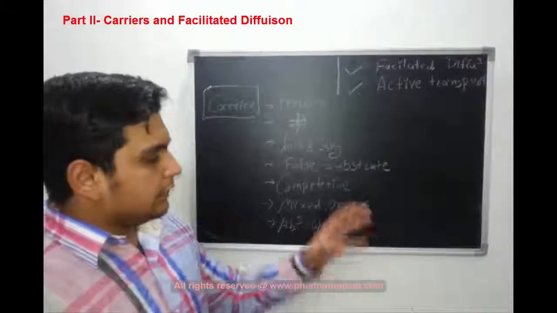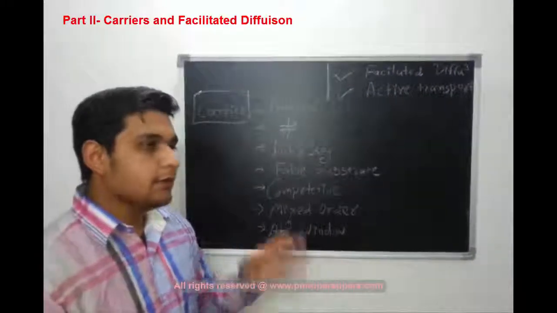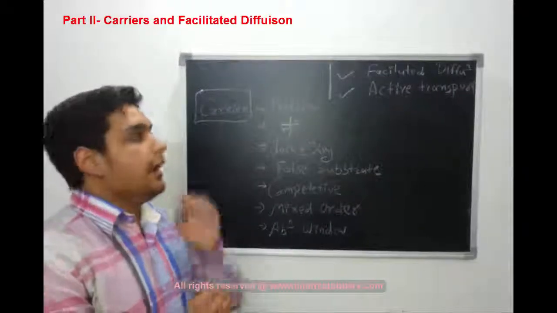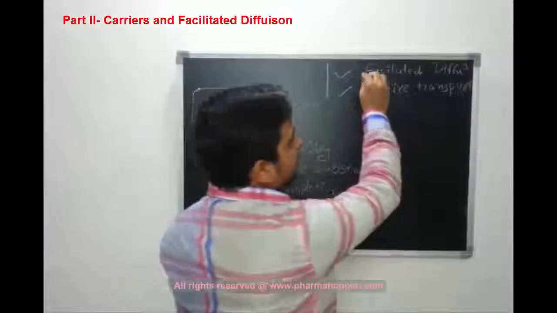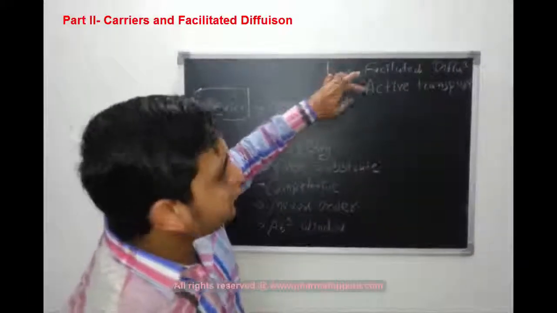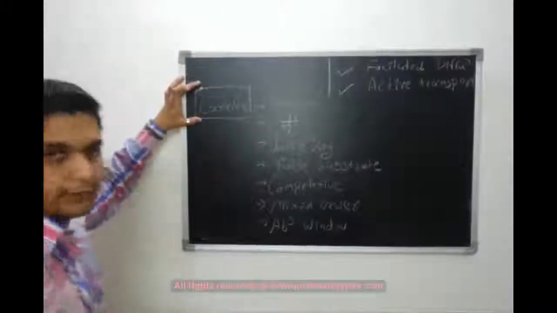What we have seen up to this point is that, in case of the transcellular mechanism, we have gone through passive diffusion, ion pair transport and pore transport. And then our next mechanism is facilitated diffusion. I have written here facilitated diffusion and active transport. Why? Because both of these mechanisms are based on a carrier.